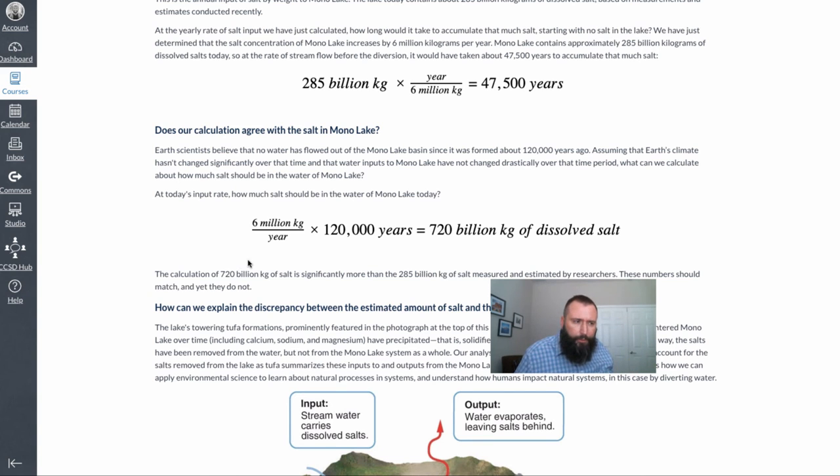Scientists are like, well, hold up. If Mono Lake is 120,000 years old, right? Think about this. If it's 120,000 years old, and for 120,000 years it's gotten a certain amount of pretty steady, slightly salty stream and river water, it should be 720 billion kilograms of dissolved salt, right? Hold up. The estimate is 285 billion kilograms of salt, and yet the calculated amount should be significantly more than that. What accounts for that missing salt?